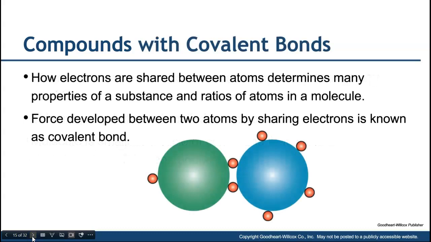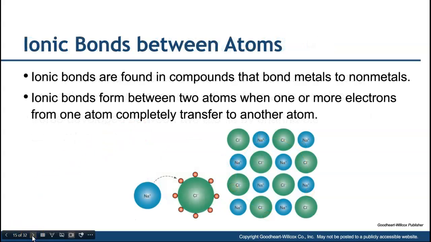Compounds have covalent bonds. When we're talking about covalent bonds, it is the sharing of electrons. So you've got the outside orbital shell. You have atoms that have different properties and ratios of the atoms in a molecule. We get the force developed between these 2 atoms by sharing those electrons, and that sharing of electrons is known as a covalent bond.